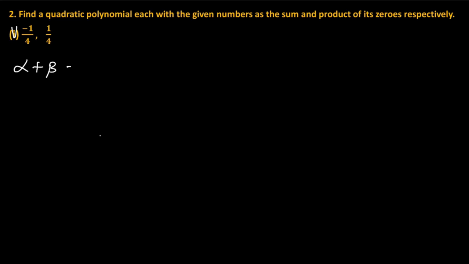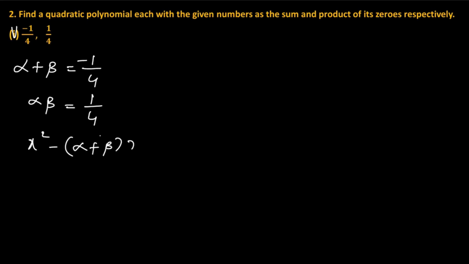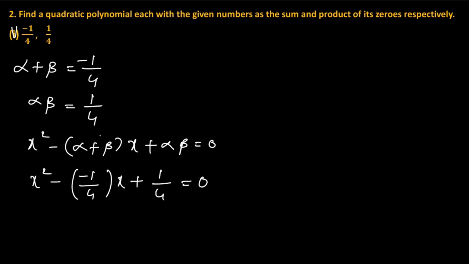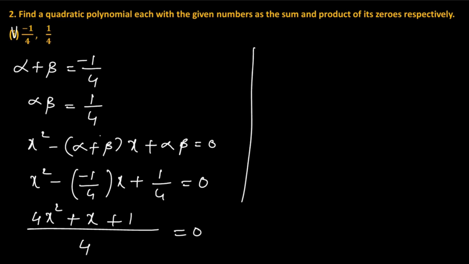Alpha plus beta is equal to minus 1 by 4. Alpha into beta is equal to 1 by 4. X square minus alpha plus beta into x plus alpha into beta is equal to 0. X square minus minus 1 by 4 into x plus 1 by 4 equal to 0. Take the 4 as common denominator so that 4x square plus x plus 1 is equal to 0. The final polynomial will be 4x square plus x plus 1 is equal to 0.